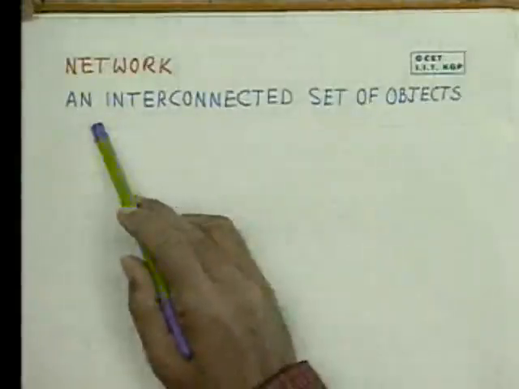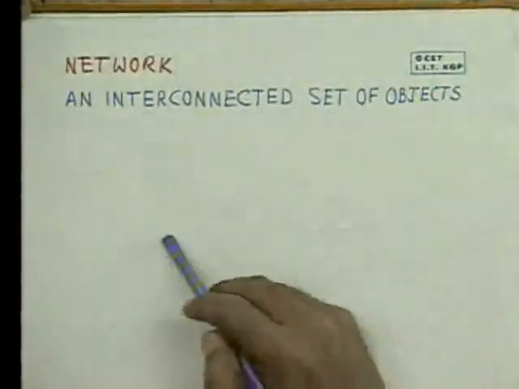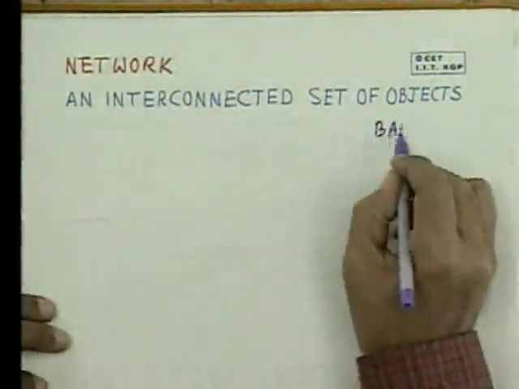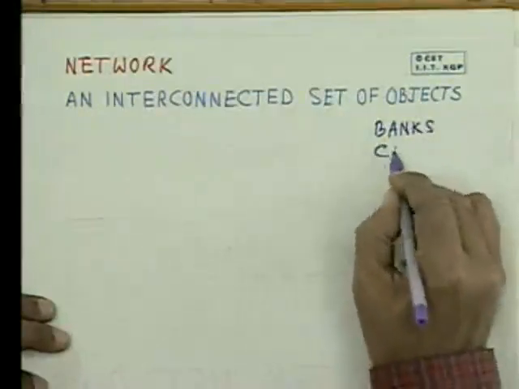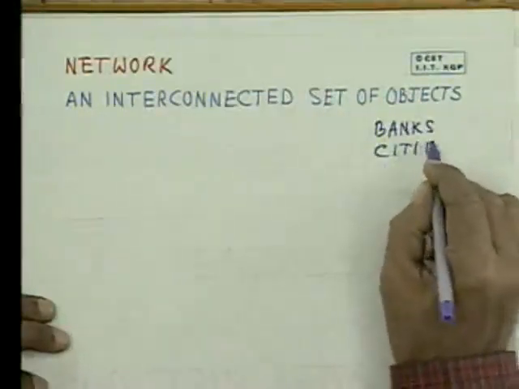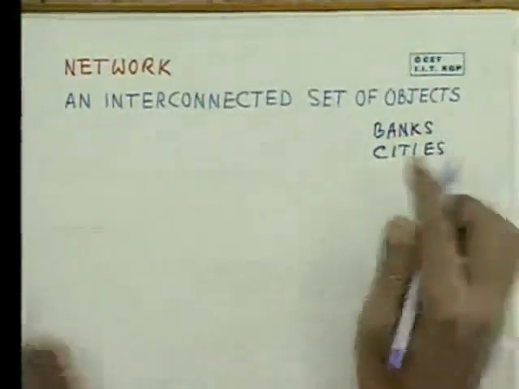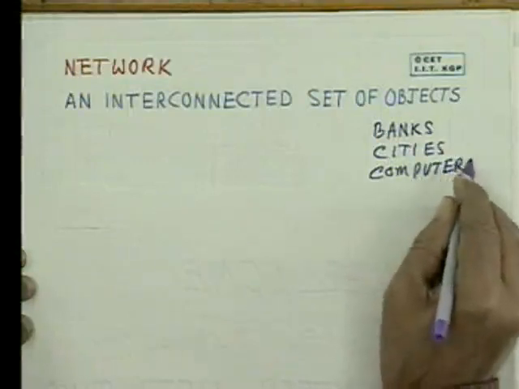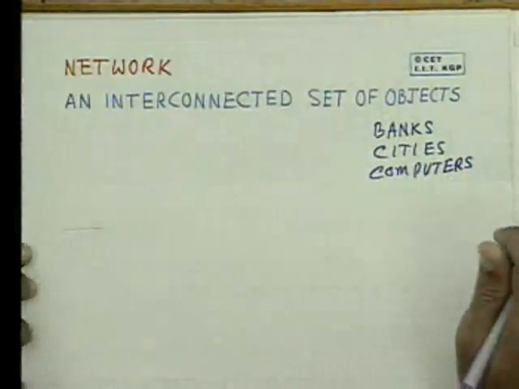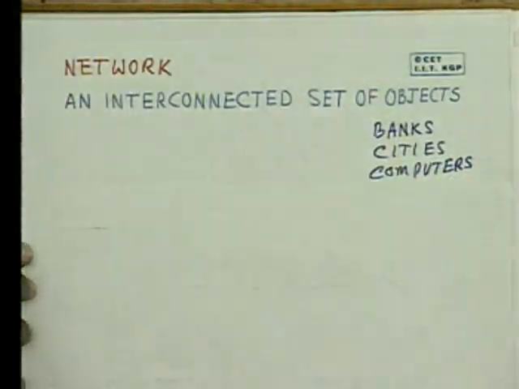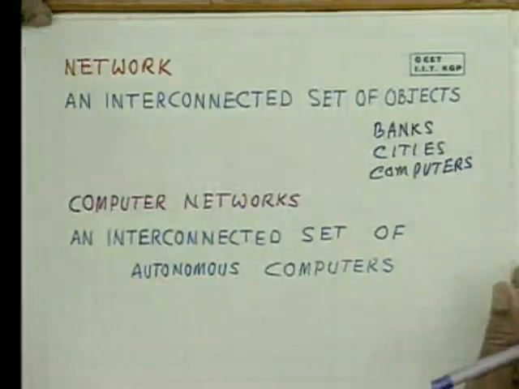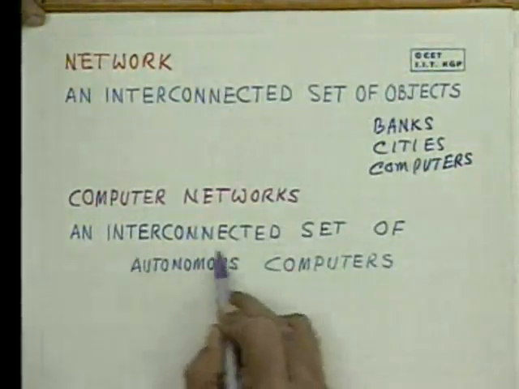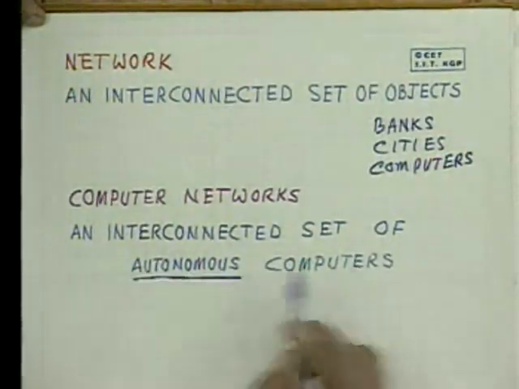A network is an interconnected set of objects. These objects can be banks, cities, computers, as I have told. Now, whenever you consider a network of computers, we can define it in this way. A computer network is an interconnected set of autonomous computers.